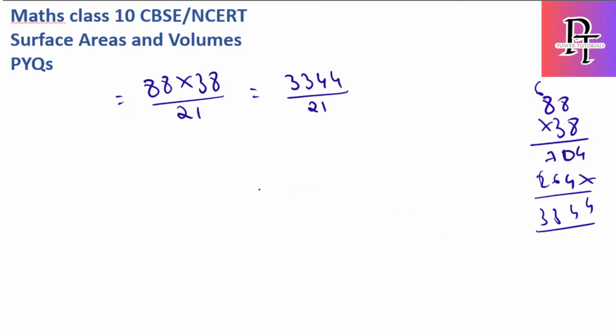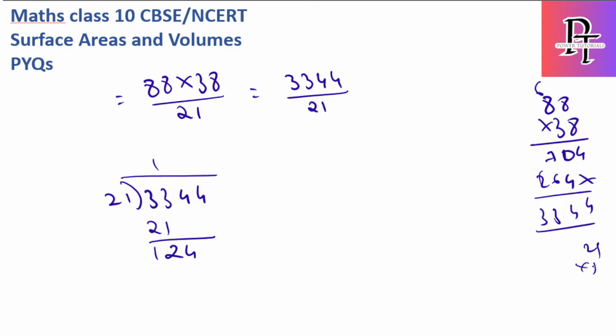Okay, so let's divide it again. You can draw this in rough side. 21 ones, 21 twos, 21 fives. If I do it, it becomes 126. Okay, 21 fives, 105.